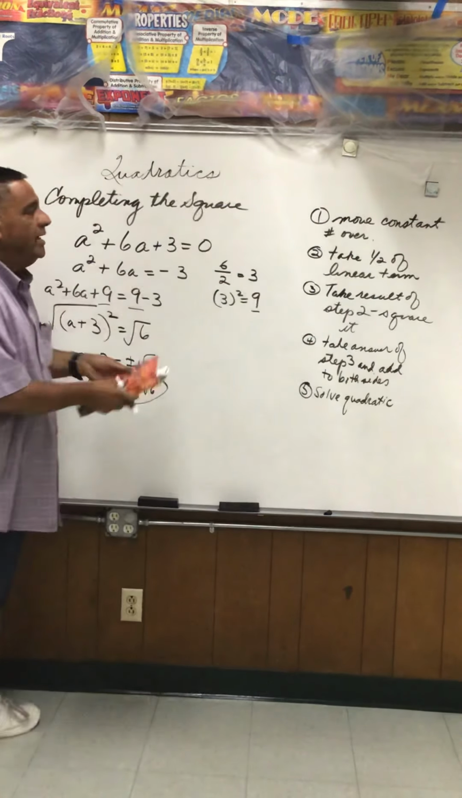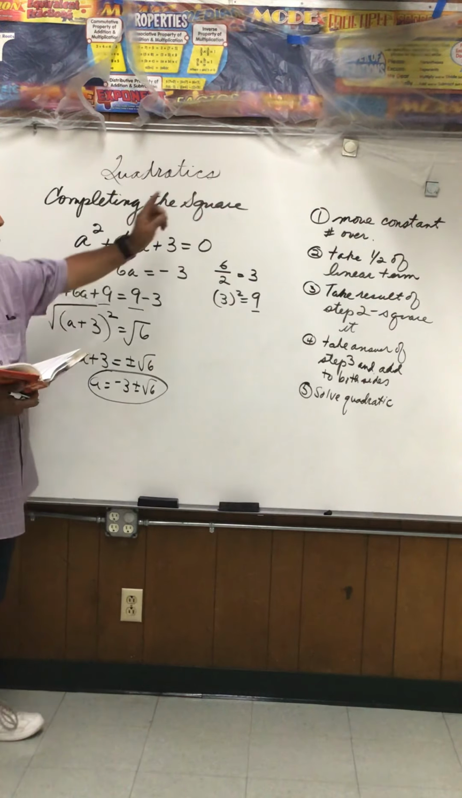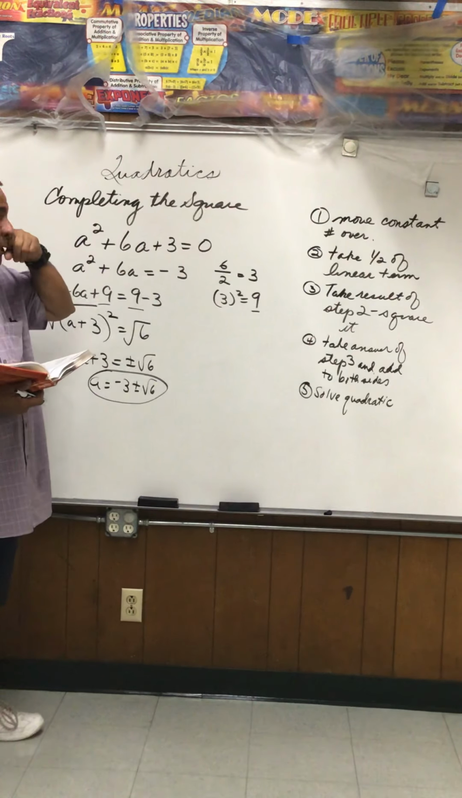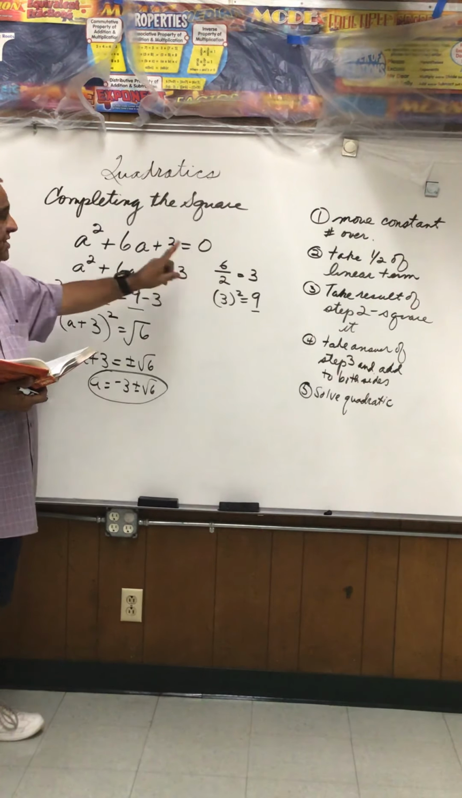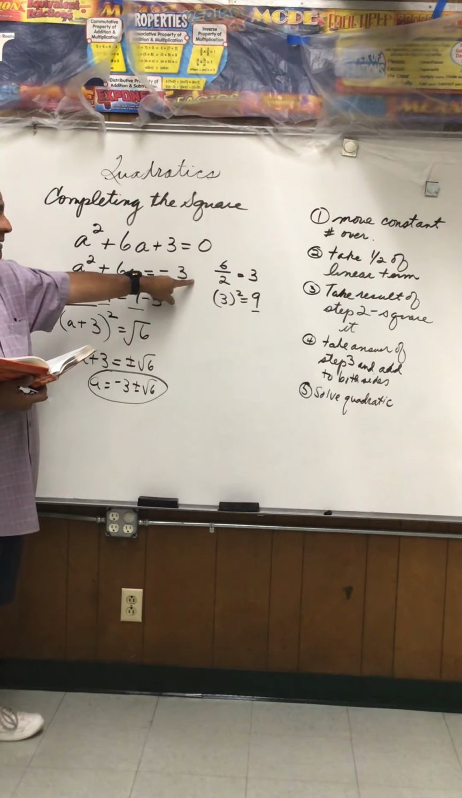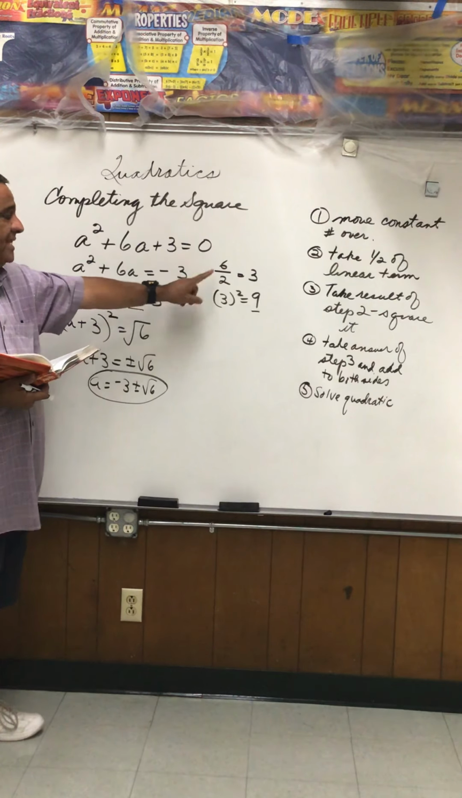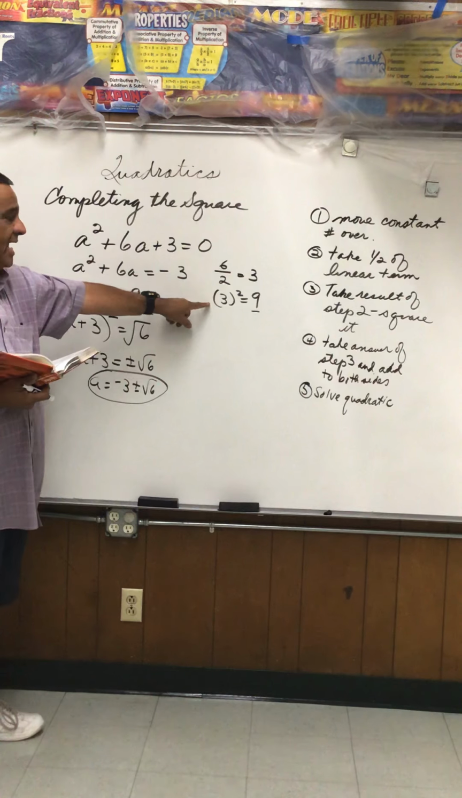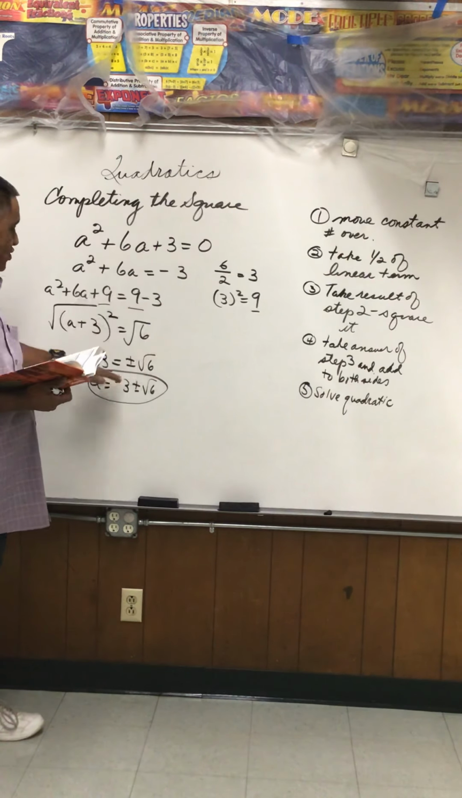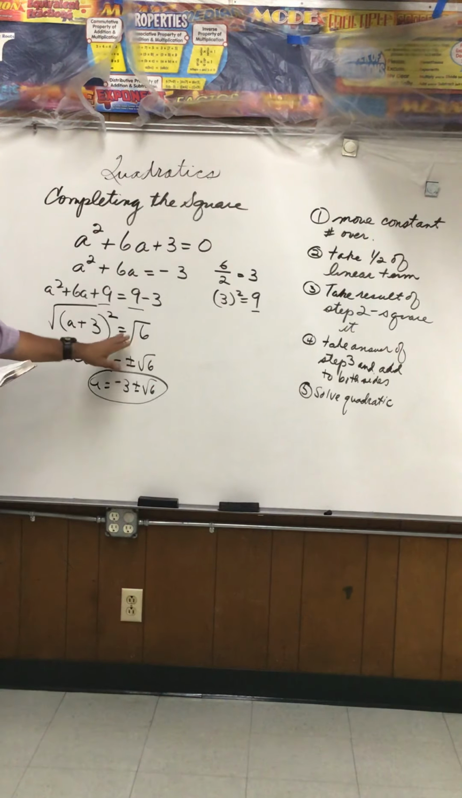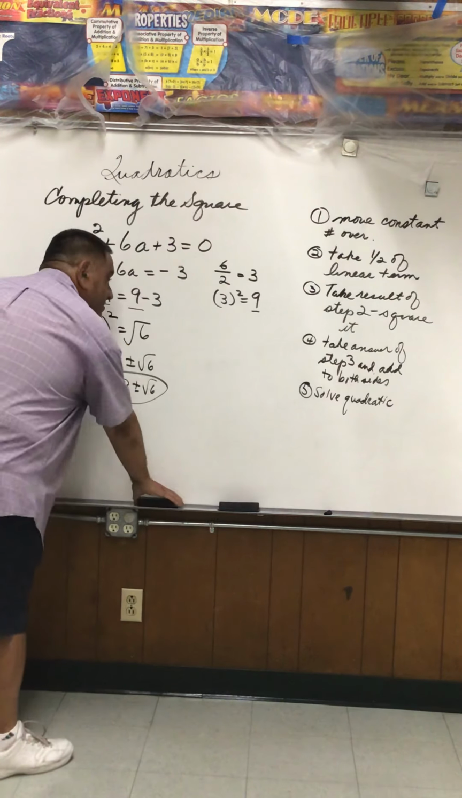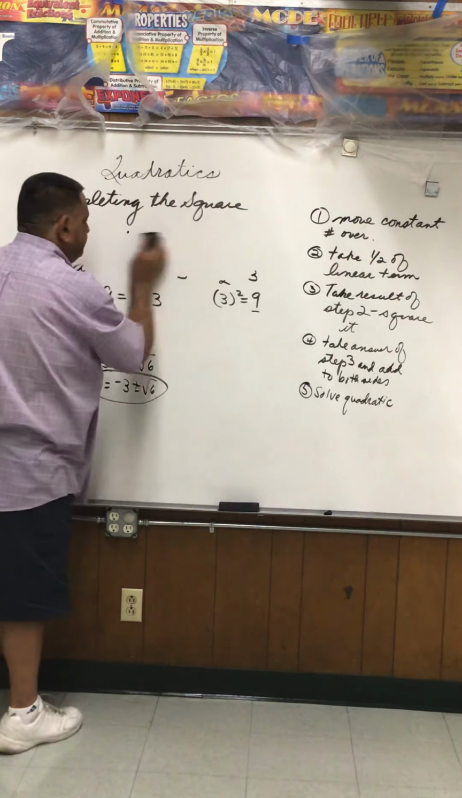All right? So step 1, move the constant number over. Step 2, take half of the linear term. Step 3, take the result of step 2 and square it. All right? Now you take the answer to step 3 and add it to both sides and then solve the quadratic. I'm going to do another one. I'm going to leave the steps up there so you can see them.